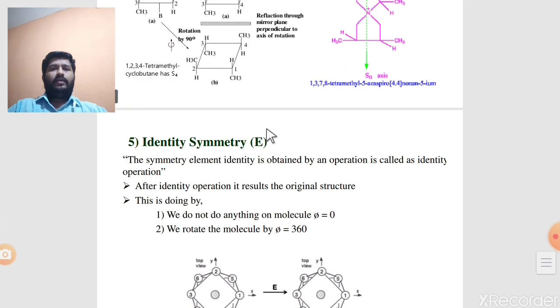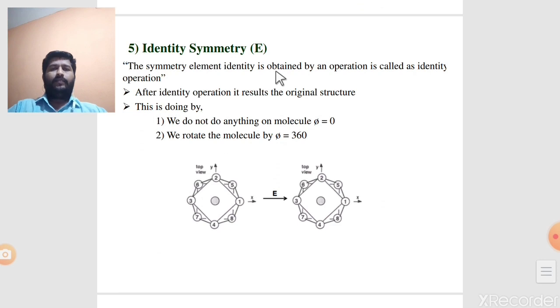Then number five is identity symmetry, represented by the symbol E. The symmetry element identity is obtained by an operation called the identity operation. After the identity operation, the result is the original structure. This is done by simply not doing anything to the molecule, meaning there is no rotation, or we rotate the molecule by 360 degrees, and it gives an identical structure. The first molecule and this second molecule are exactly identical, and there is either a 0 degree rotation or a 360 degree rotation. This symmetry is called identity symmetry.